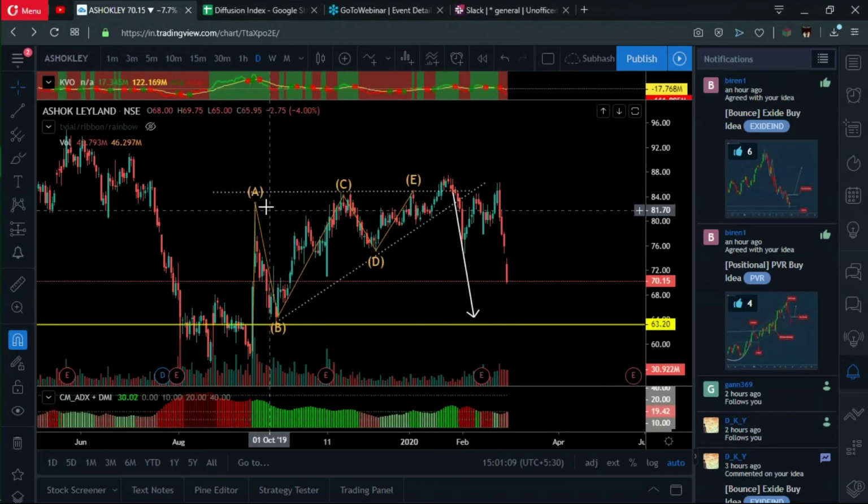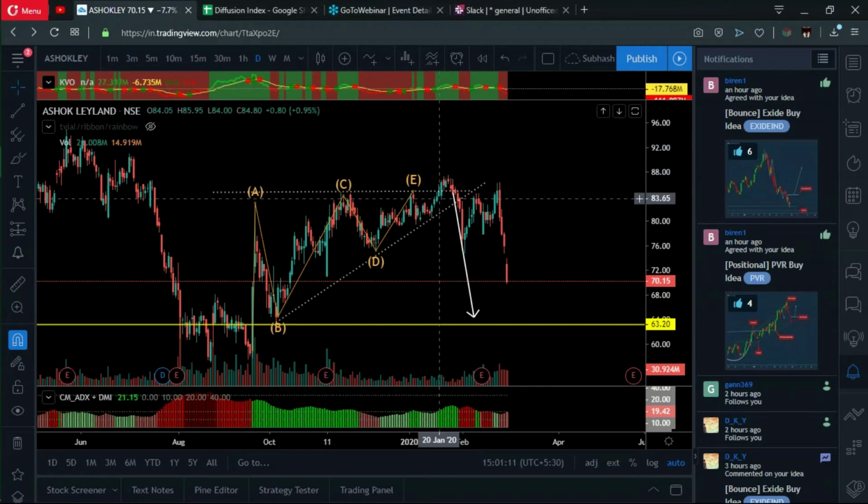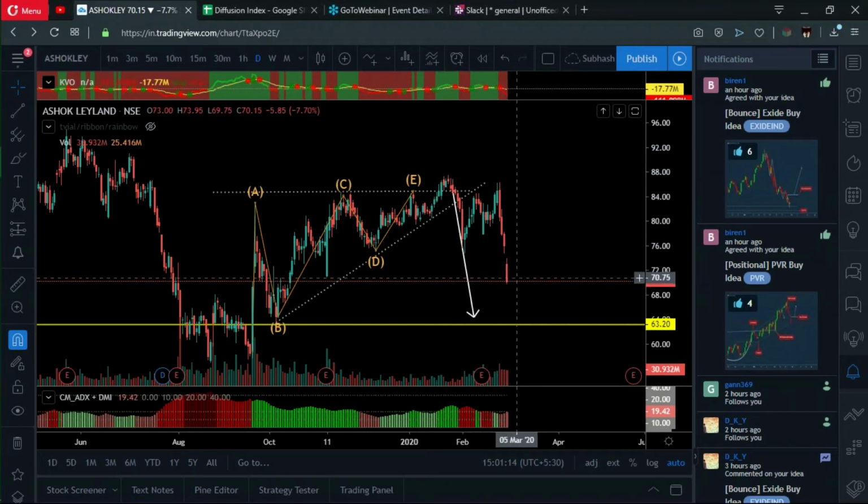This is one type of triangle. See that A B C D E. Right. See the move. See the move here.